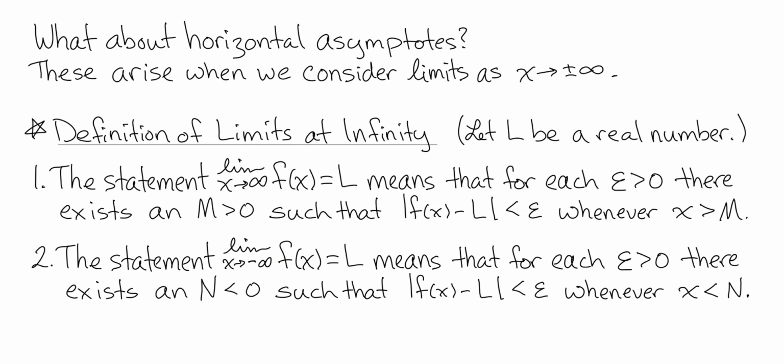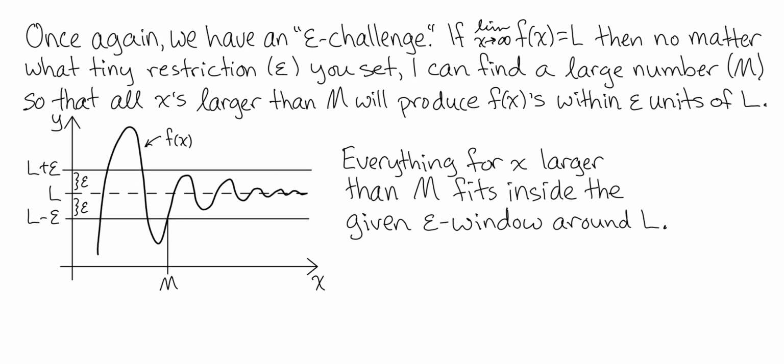Okay, here we go again. Whole bunch of inequalities. Wait a minute. Epsilon is back. Where did delta go? Let's take a look at the graph. Once again, we have an epsilon challenge. If the limit as x approaches infinity of f of x equals L, then no matter what tiny restriction, epsilon, however small of an error you allow, I can find a large number m so that all of the x's larger than m will produce f of x's within epsilon units of L.